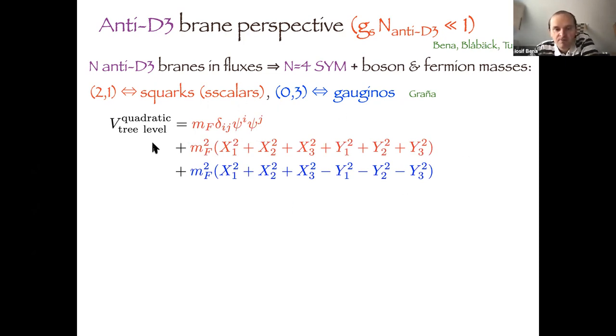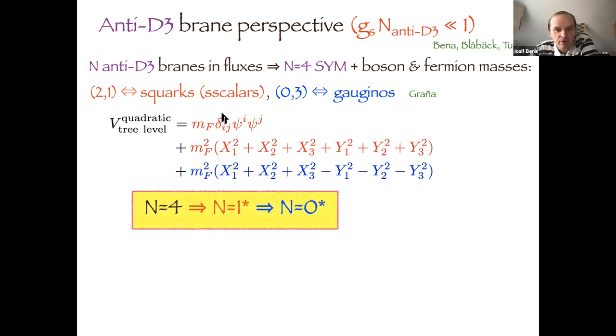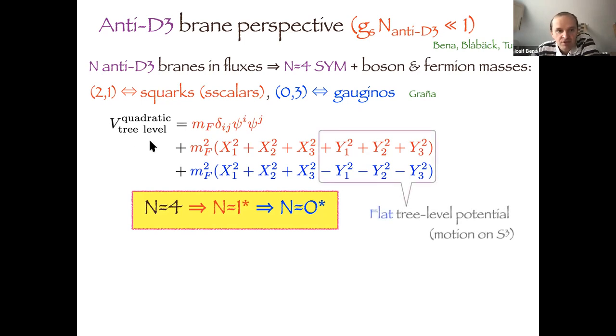The potential of the deformed theory looks like an N=4 theory broken down to N=1*. The red terms are basically N=1*. But then there's another term, the blue term, which is breaking the supersymmetry down to N=0*. And you find that anti-D-branes are supersymmetry breaking, which you kind of expect. However, the supersymmetry breaking is very funny, because you have this tree-level superpotential.